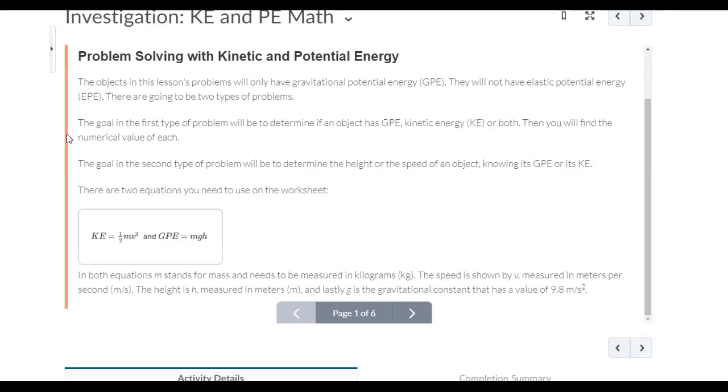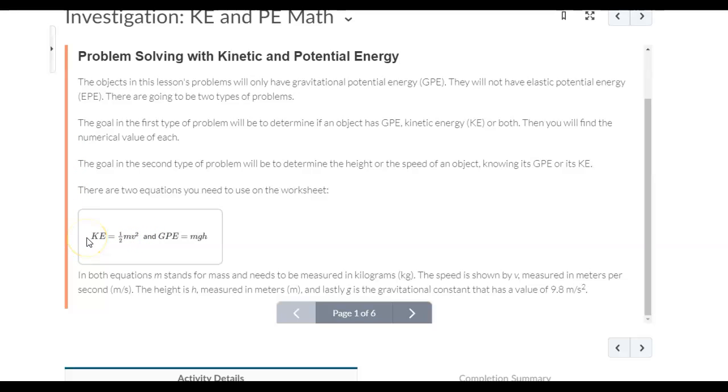So we're looking at potential and kinetic, or the possibility of both. And then you're going to calculate the numerical value of each of those. And the goal in the second type of problem is going to be to determine the height or the speed of an object. And knowing its GPE or KE, you're going to have to plug in some different numbers. So that's what we're going to be working on. The formulas that we're going to be using, you can see are right here.